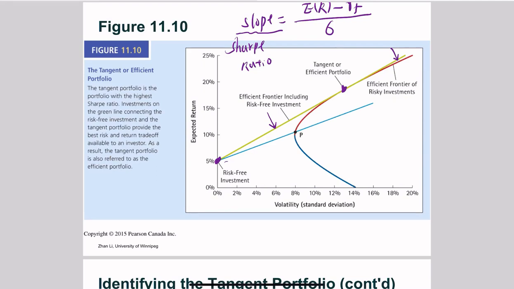And now, if the investor is here, then this investor is basically only investing in risk-free investment, right? So you can see that this is really a very simple world. Every investor will buy only a risk-free investment and this tangent portfolio. The difference is, depending on their risk preference, they will put more or less money into this tangent portfolio.